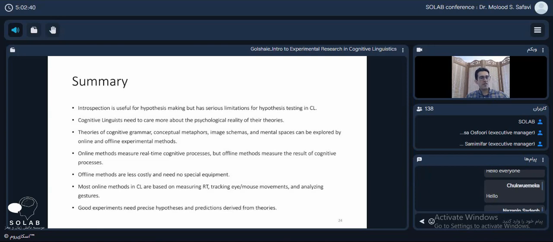Offline methods are less costly and need no special equipment. Most online methods in CL are based on measuring reaction times, eye tracking, mouse movement, and analyzing gesture. And good experiments need precise hypotheses and predictions derived from theories.